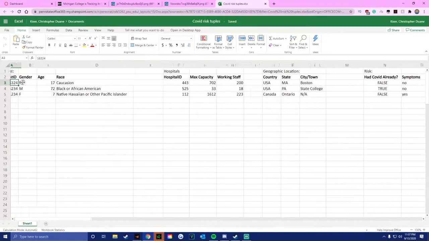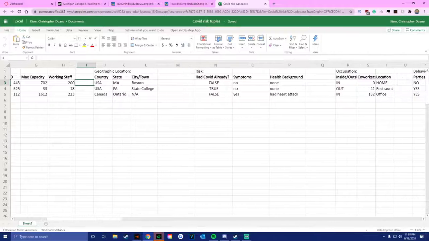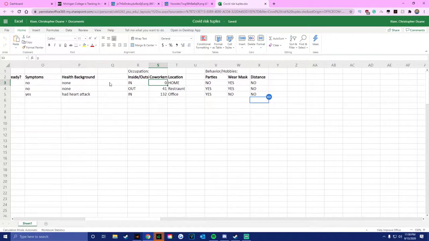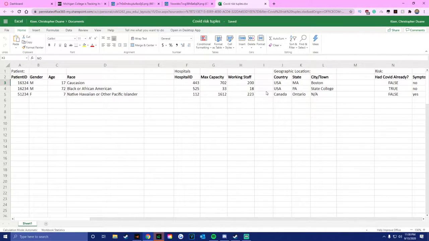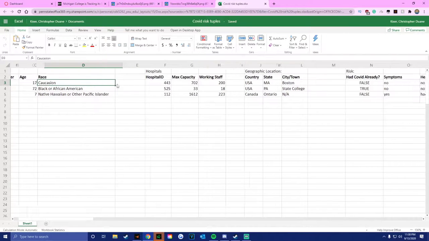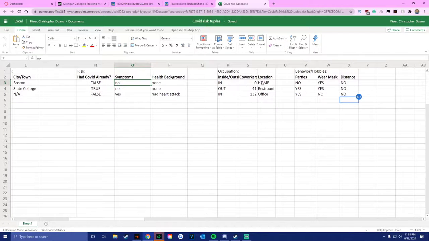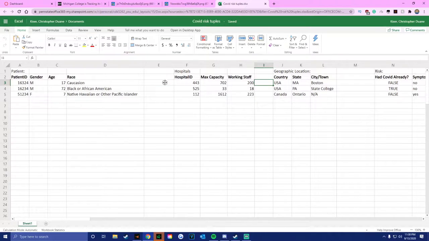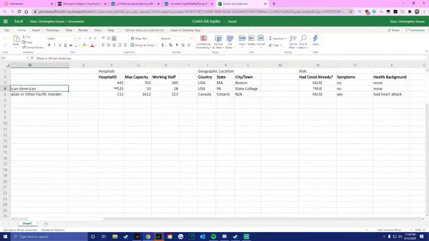If we go across, we can see that each person has different risks just because of how they filled in all of the different categories. Obviously this person here hasn't had COVID, doesn't have symptoms, works inside at home with 0 coworkers, doesn't party, and wears a mask. Obviously they're not going to have as much risk, and they're 17 years old, so they're not going to have as much risk as this person.